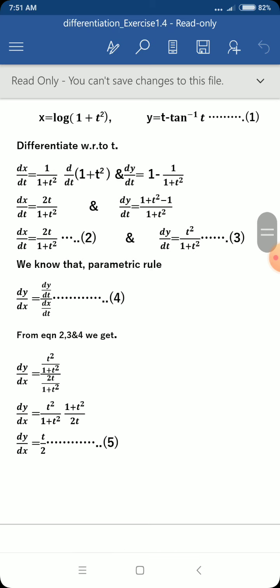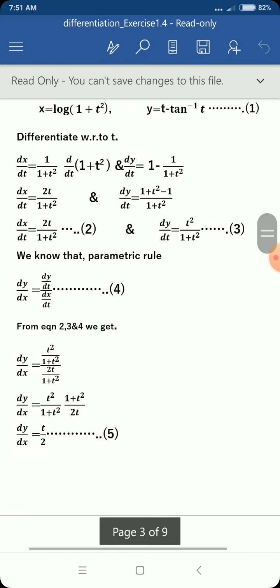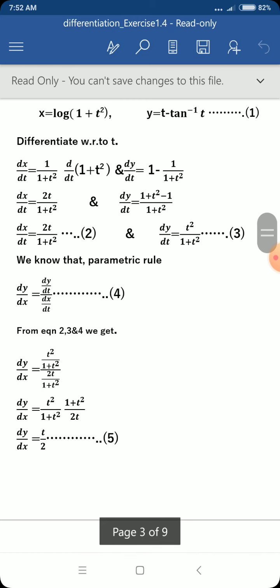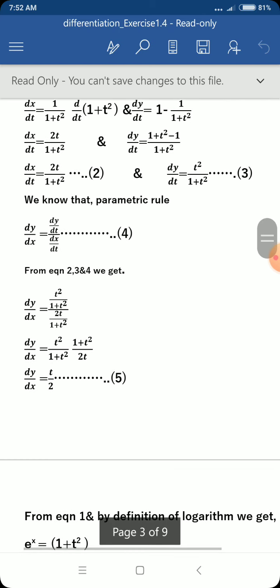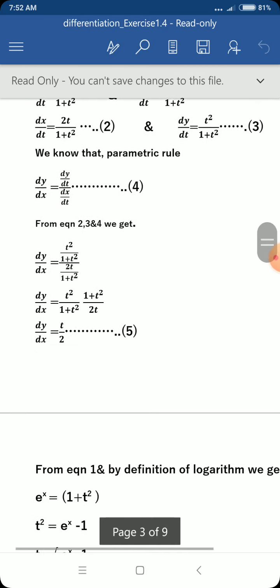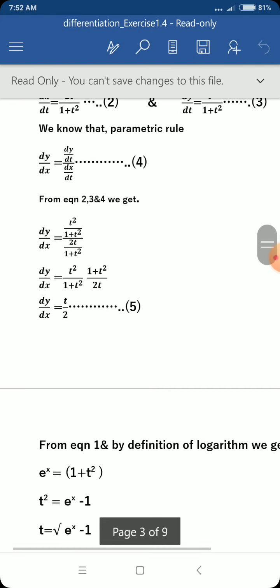Therefore, dy upon dt equal to, here take addition of fractions, we get 1 plus t square minus 1 upon 1 plus t square. Here plus 1 minus 1 cancel out. Therefore, we get dy upon dt equal to t square upon 1 plus t square. Call this equation number third. Then we know that the parametric rule is dy upon dx equal to dy upon dt upon dx upon dt. Call this equation number 4.